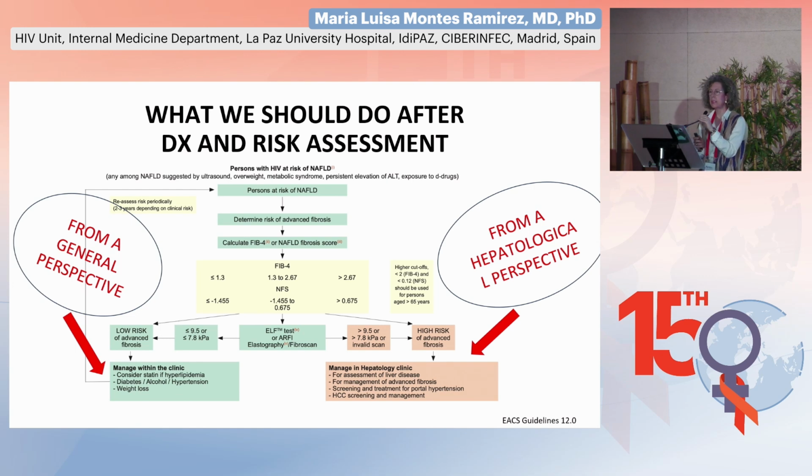Once we have the patients diagnosed and stratified, what should we do next? Looking again at the IACS recommendations, we can see two main approaches. One, from a pathological perspective, for subjects with risk of advanced liver fibrosis, and the other from a general perspective for subjects with low to medium risk of advanced liver fibrosis.